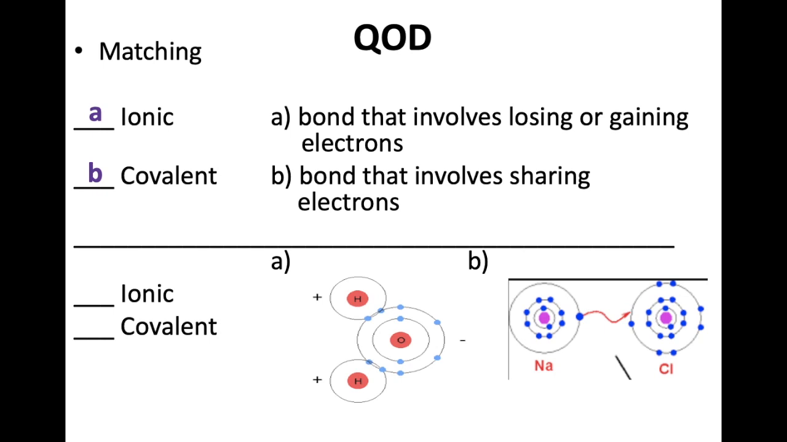When you're looking at the two pictures below, and you have to match one to the other, an example of an ionic bond is salt, sodium and chlorine coming together, where chlorine takes an electron away from sodium. And an example of a covalent bond is here in water, where hydrogen and oxygen both share their electrons.